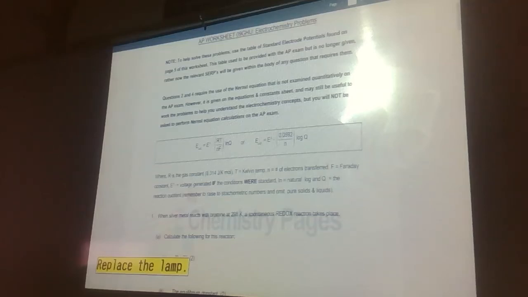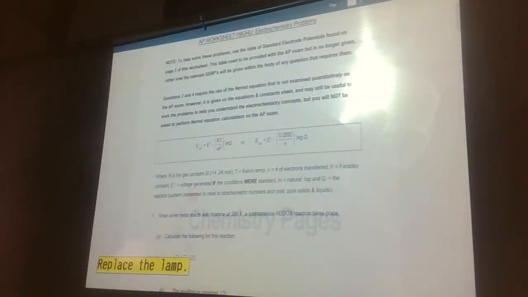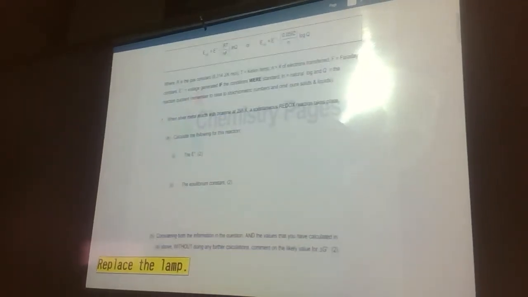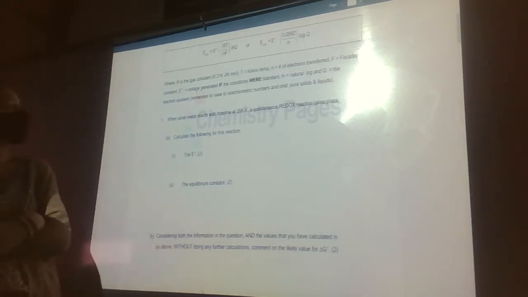Okay, so the first worksheet is the electrochemistry problems. That's where I'm at, if you would join me. So, the first question: when silver metal reacts with bromine at 298 Kelvin, a spontaneous redox reaction takes place. Calculate the following for this reaction. E naught for silver and bromine.